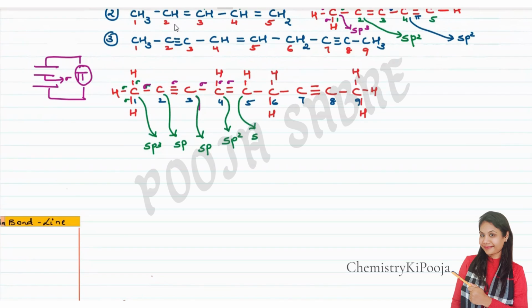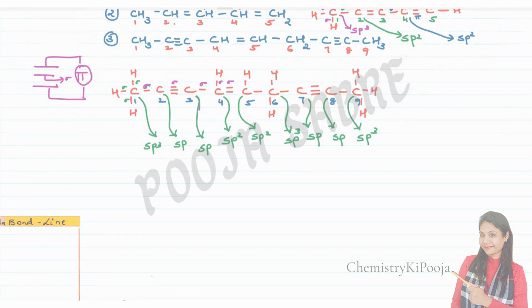The sixth one, all are single bonds, so it is sp3. Okay, the seventh, triple bond, then it is sp. The eighth, again triple bond, sp. The ninth, it is single bonds, so it is sp3. Clear? So this is how you are going to find out the hybridization state of any carbon. Okay, you take any organic compound, be it a single bond containing, double or triple bond containing compound. You can easily use this trick and find out the hybridization state.